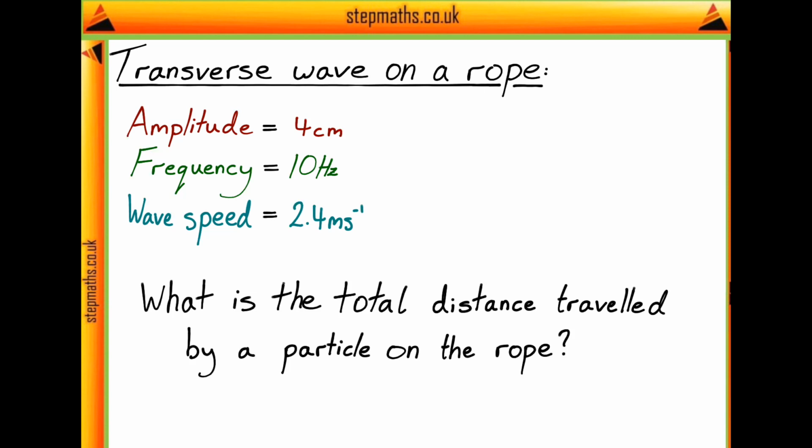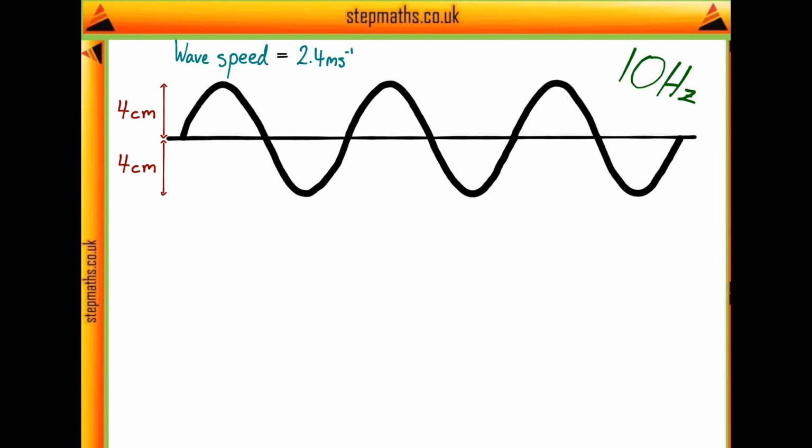So, to answer this question, let's think about what a transverse wave on a rope would look like. We could consider a particle on our rope, which would move up and down as the waves travel along the rope in the direction perpendicular to their oscillation. If we consider one oscillation of our wave, then our particle shall move 4 centimetres, then a following 4 centimetres, before moving up again 4 centimetres, and then a following 4 centimetres. So, in total, for one oscillation, the particle shall have moved 16 centimetres.